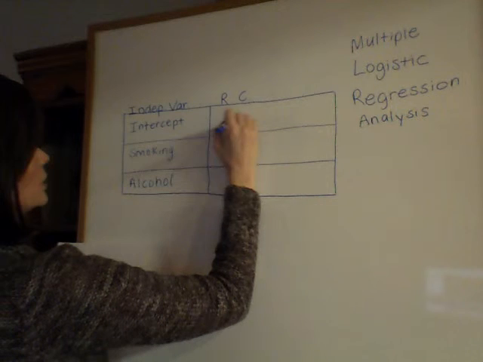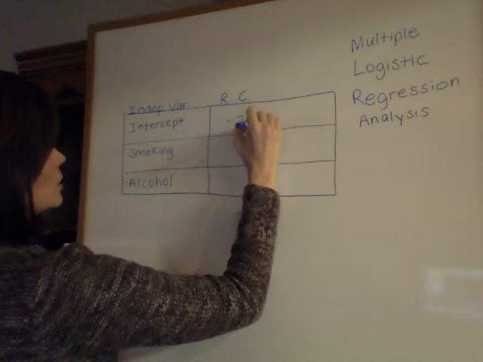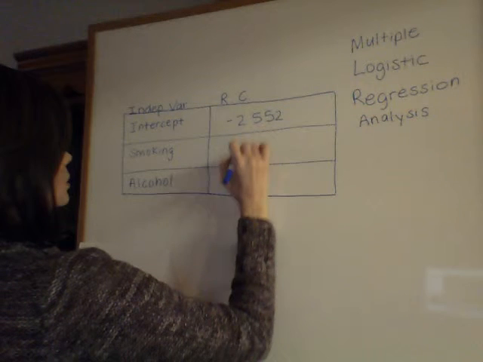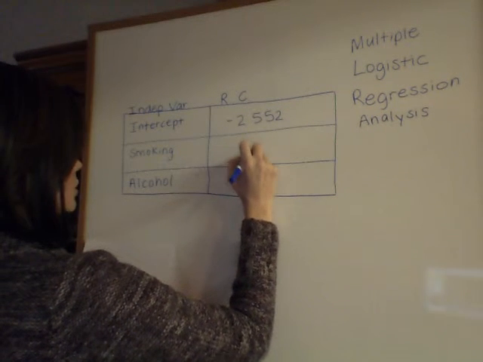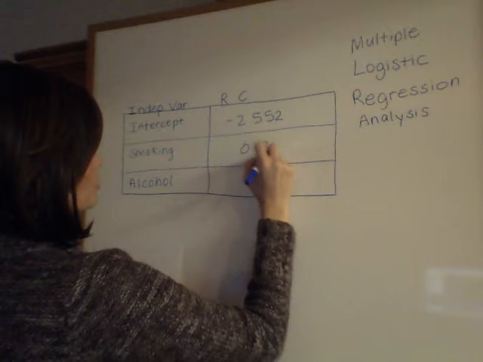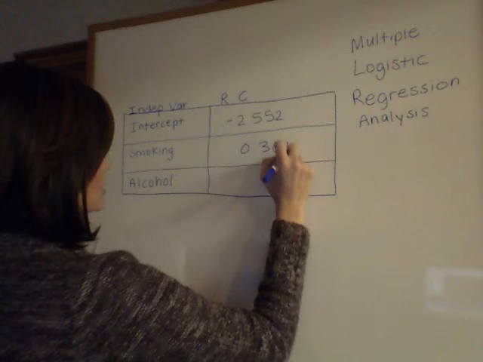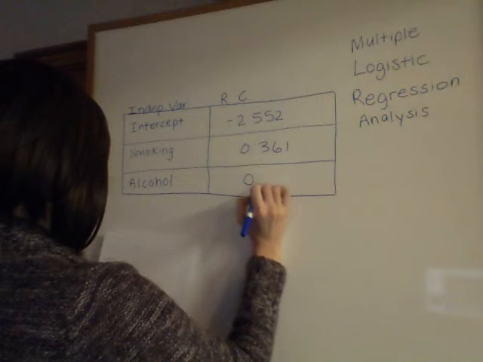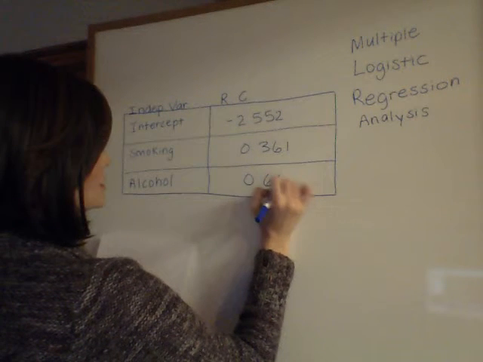So we're going to put in a new intercept here, negative 2.552. A new regression coefficient for smoking would be 0.361, and a regression coefficient for alcohol would be 0.602.